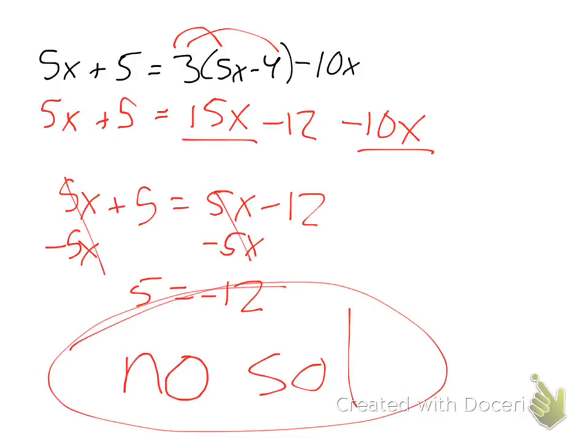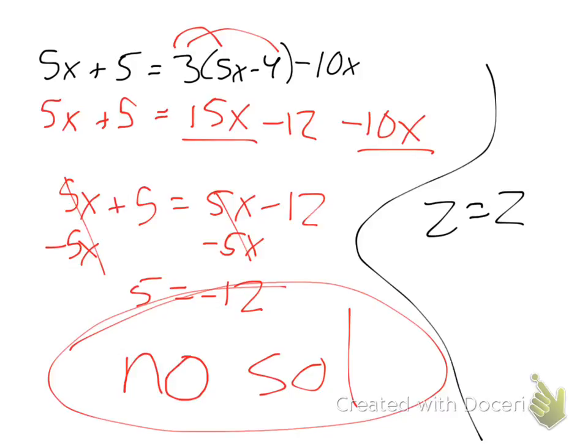What would happen if it came out to 2 equals 2? Then what would that mean? Side note here. What would this mean at the end? All real solutions, right? Or infinitely many. So if you get 2 equals 2, infinitely many solutions. If you get 2 numbers that don't jive together, that means there's no solution. And if it's x equals 5, then there's one solution, it's at 5.